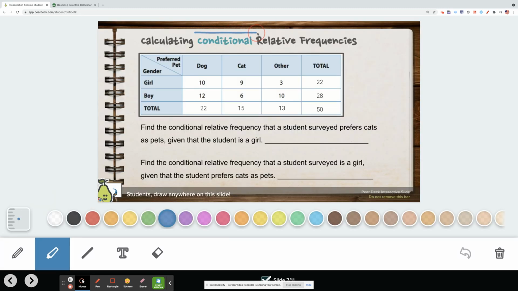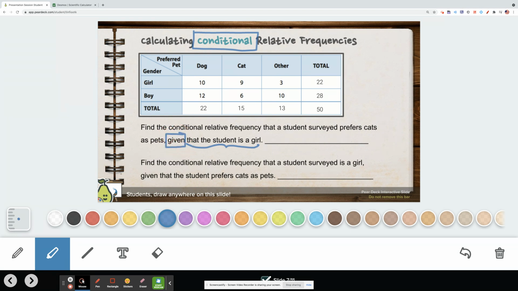This word is really important, conditional relative frequencies. Our whole is not necessarily going to be 50 when we're talking about conditional relative frequencies. Our whole is going to be the number of students that follow the word given.